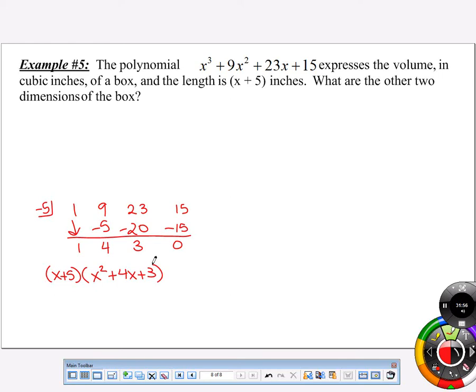Is that okay? How many other dimensions am I looking for, though? 2 other dimensions to make volume. So this is the one they gave me. This needs to be broken up further into 2 dimensions. Elijah? Good, but I think I'm going to argue with you that they should be pluses.